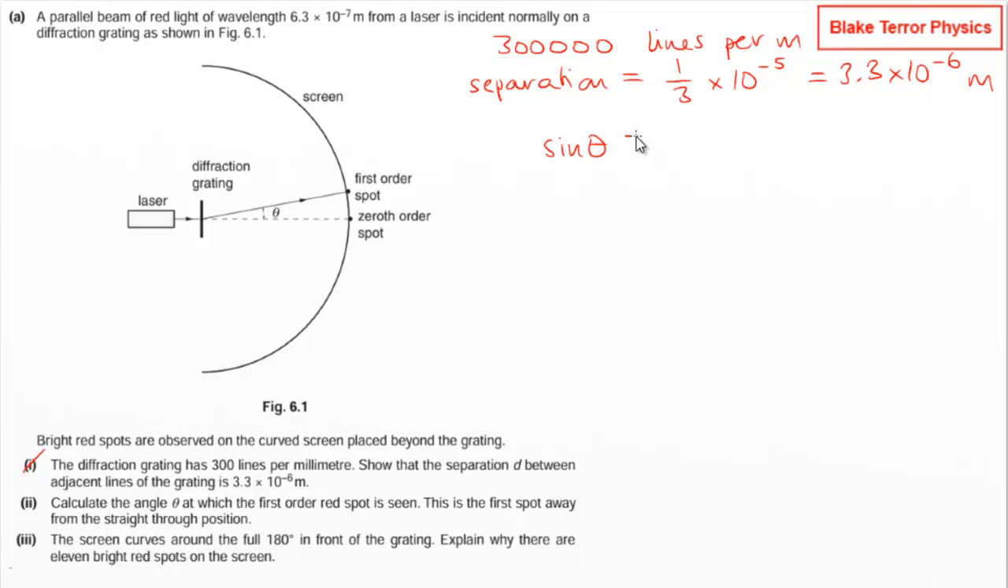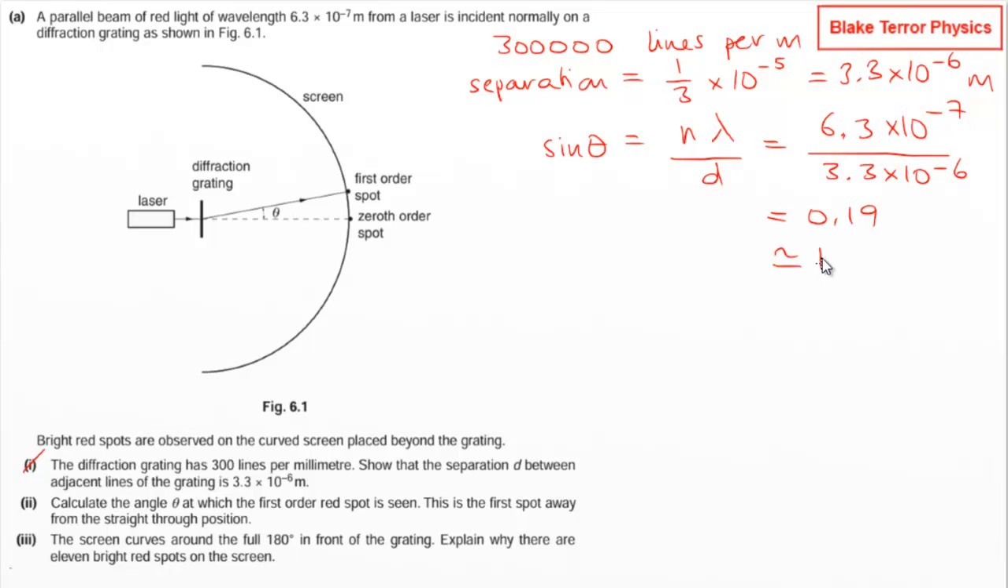So that's sine theta is equal to n, the order of the spot, times the wavelength divided by d, which is our separation. So we're going for n is equal to 1 here because we're going to the first order. So we got 6.3 times 10 to the minus 7, that's our wavelength, divided by the separation, 3.3 times 10 to the minus 6. So that gives us 0.19. And inverse sine of that is just short of 11 degrees. So around about 11 degrees, to two significant figures.